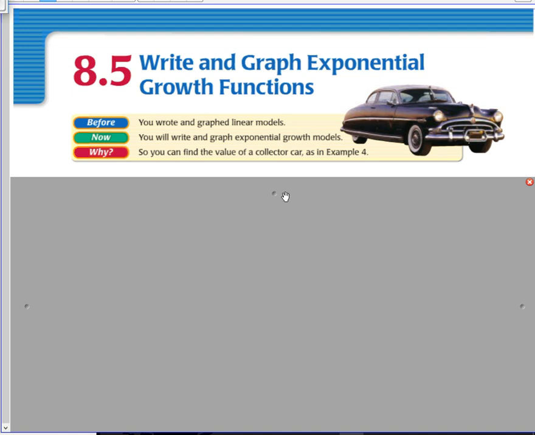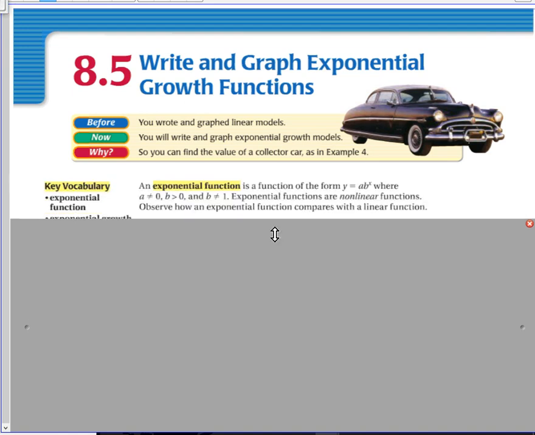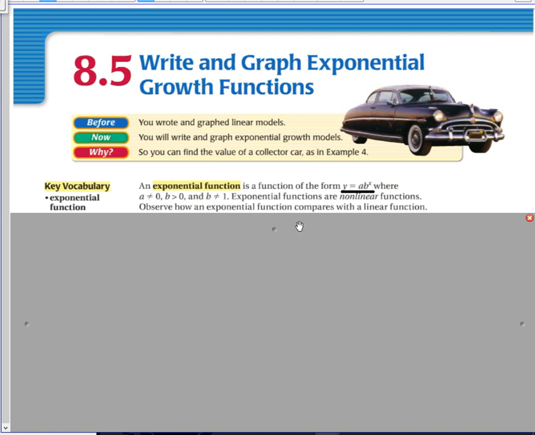So first, let's just define exactly what an exponential function is. An exponential function is a function that's in the form y equals ab to the x power, where a does not equal 0 and b is greater than 0 but cannot be 1. All right? They are non-linear, meaning they are not straight lines.